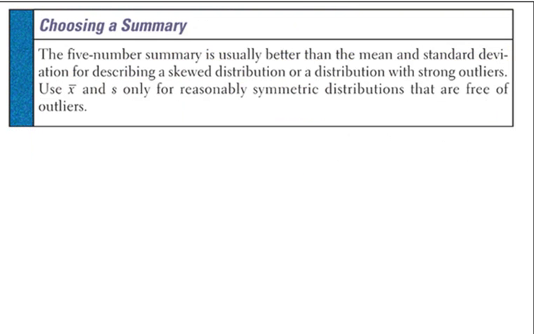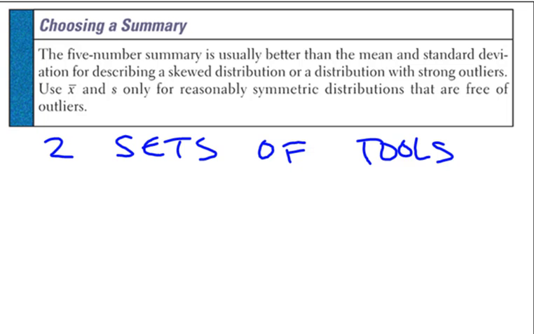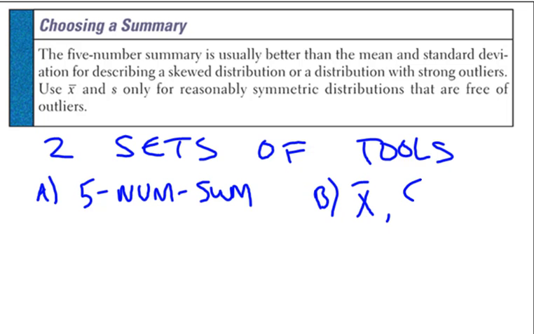This is choosing a summary. This is on page 87 in your book. So basically, I want you to think we have two sets of tools to analyze distributions. The one set of tools is the five-number summary, which always works, but it is not as powerful, as we'll see later in the year, for predicting or describing as our second one, which is the mean and the standard deviation. We can do a lot more with mean and standard deviation, but we can only do that if it's a fairly symmetric distribution with few or no outliers.